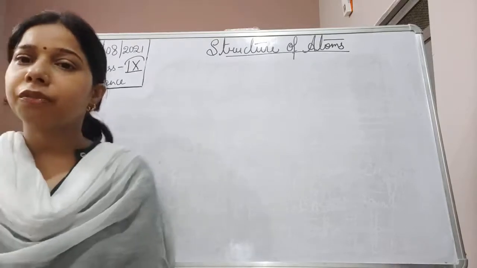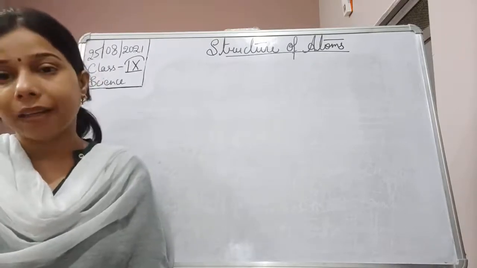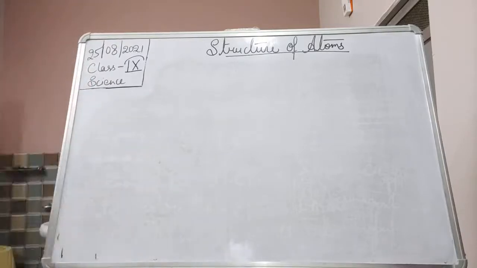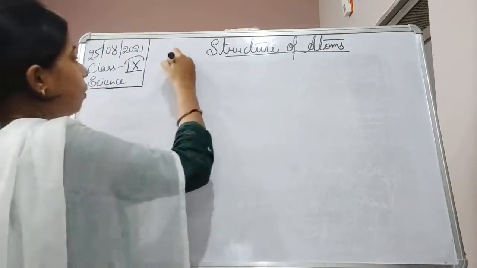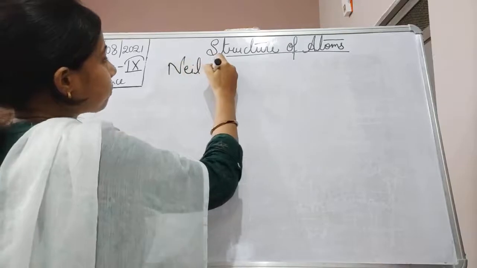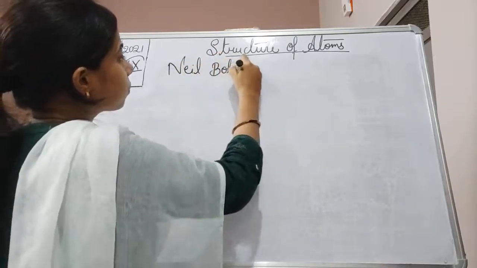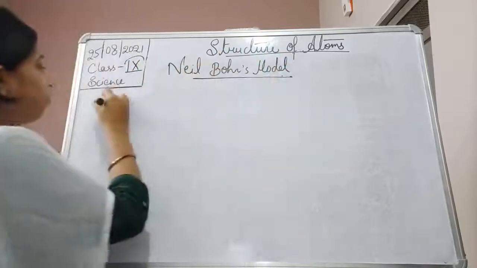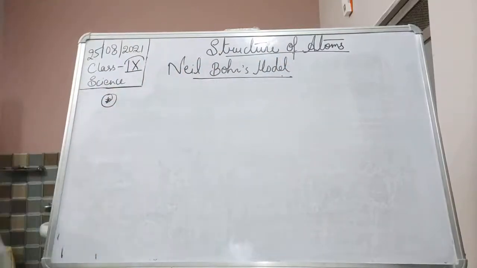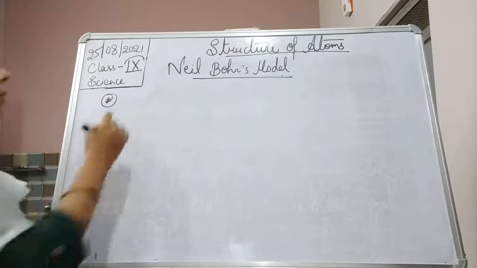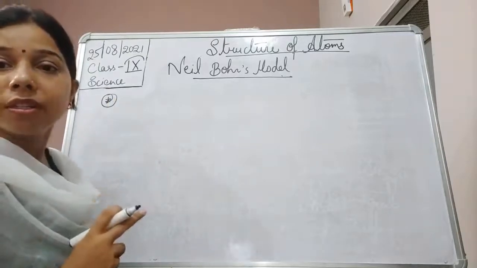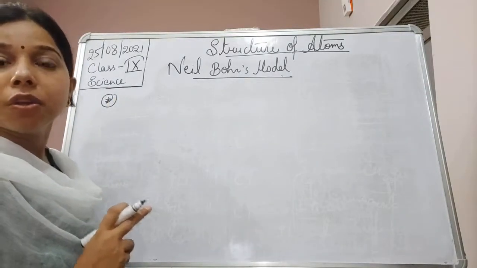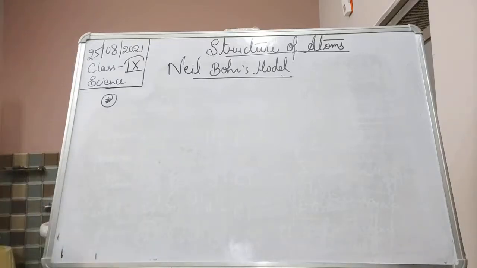Let me write here the few points which were included by Niels Bohr, students. So the first thing is said about energy level or energy shell. The first thing was that the maximum number of electrons accommodated by any shell is equal to 2n square.